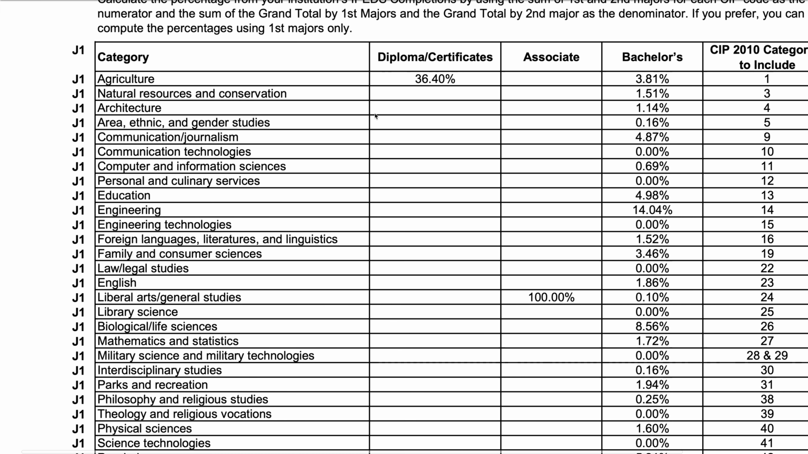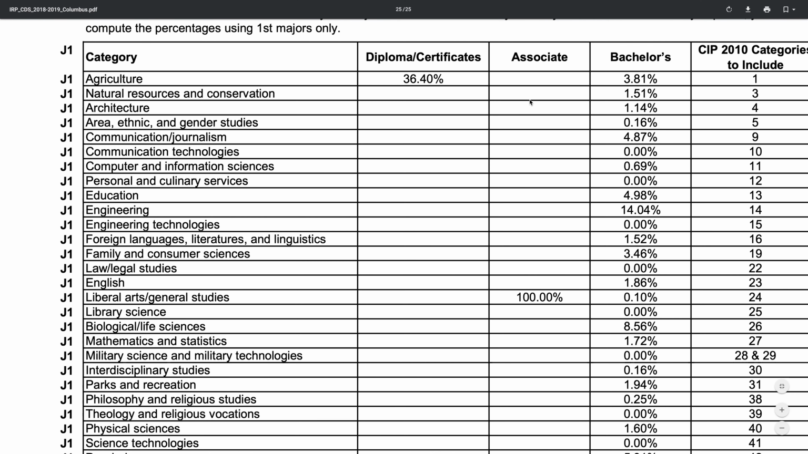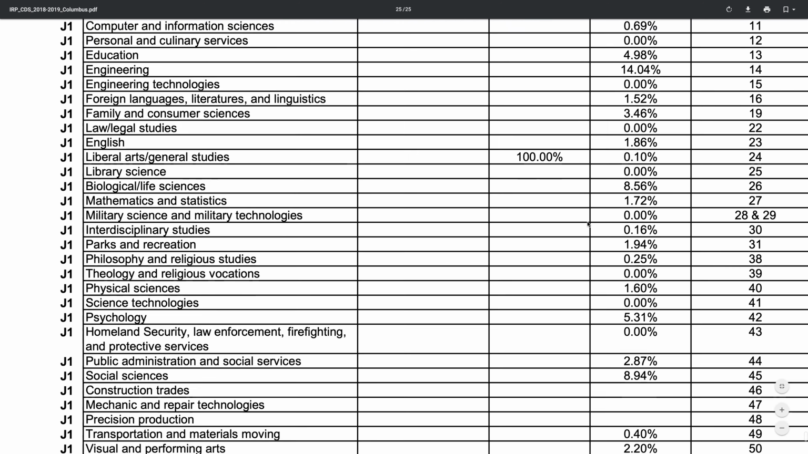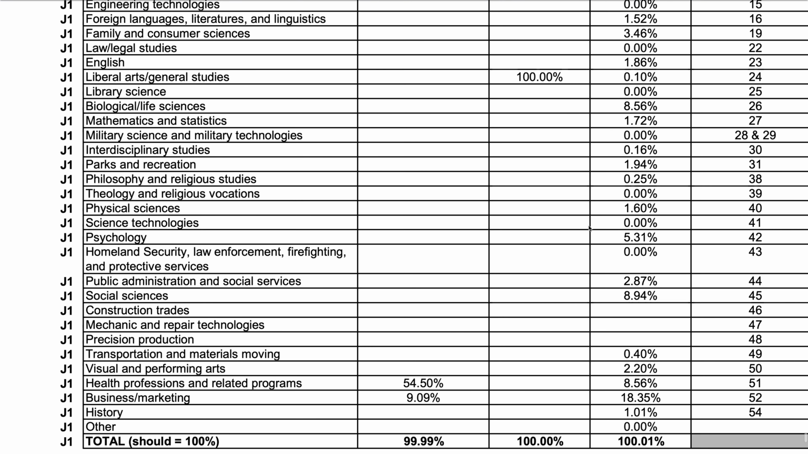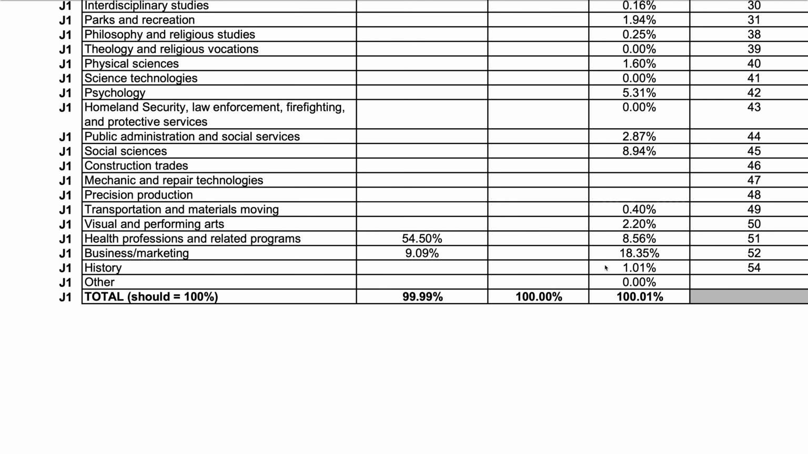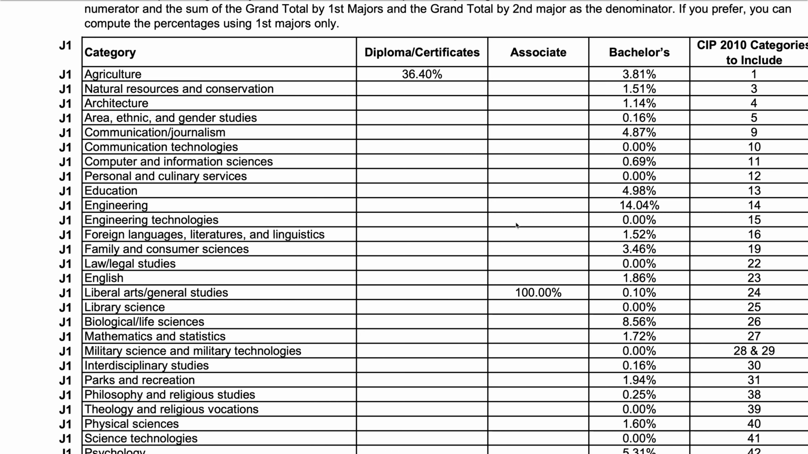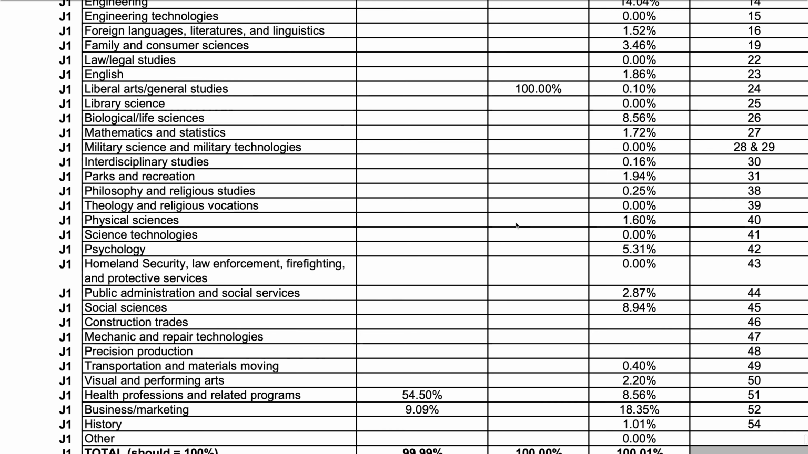Where are all the bachelor's degrees being given? So you can see agriculture is a big part, engineering is a big part here. So obviously these are very big programs. Psychology is a big part. Business and marketing is a big part. Health professions are a big part. So you understand where the university is doing really, really well. This tells you where you need to get in and what are the most important areas for that university.